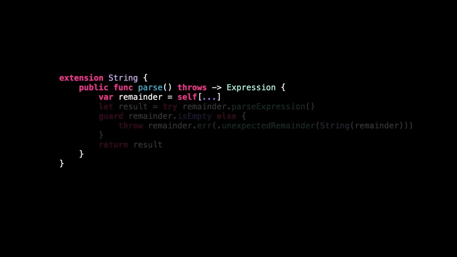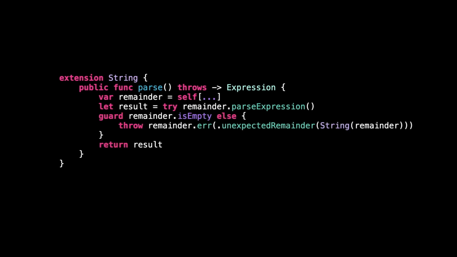Okay, so recall we're going to write a parser, and what a parser does is it tries to take a string and construct one of these expressions. So this is what our parsing function looks like. It's a function parse, and it returns an expression, and it might throw, and that's when we hit a parse error. The first thing we do is we create a substring called remainder. We try to parse an expression on that remainder, so that's a mutating function on remainder. And then we make sure that the remainder is empty. Otherwise, we forgot to parse something, and that's an error. And finally, we return it.